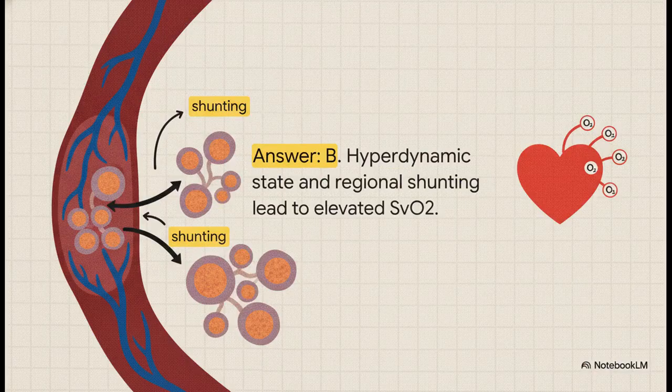The correct answer is B. So here's the deal. Despite really poor tissue oxygen extraction at the cellular level, severe endothelial dysfunction and arteriolar dilation significantly tank the systemic vascular resistance. Because of this hyperdynamic state and all that regional shunting, the blood just bypasses the tissues. It returns to the heart with a characteristically high oxygen content. That gives you an elevated mixed venous oxygen saturation, usually greater than 70%.